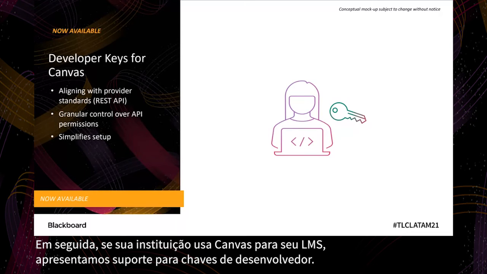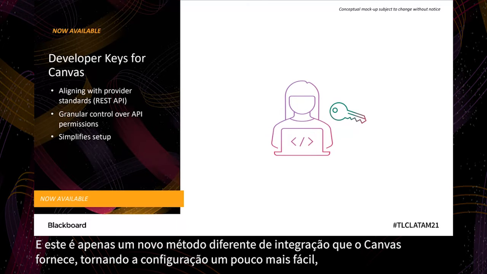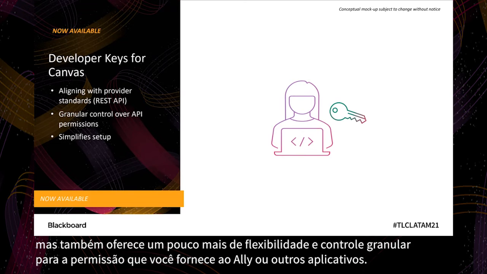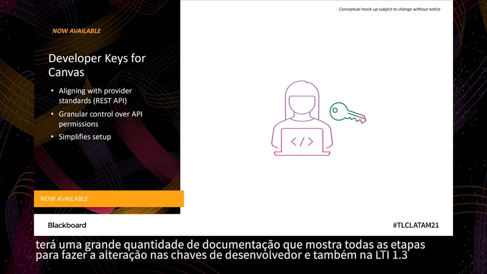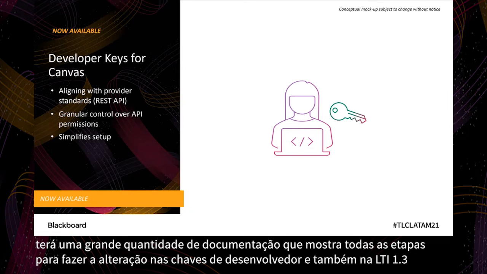Next, if your institution uses Canvas for your LMS, we've introduced support for developer keys. And this is just a different new method of integration that Canvas provides to make setup a little bit easier, but also give you some more flexibility and granular control to the permissioning that you provide to Ally or other applications. So this is available now, just like LTI 1.3. If you go to help.blackboard.com, we have a lot of documentation giving you all the right steps to make the change to developer keys, also LTI 1.3.